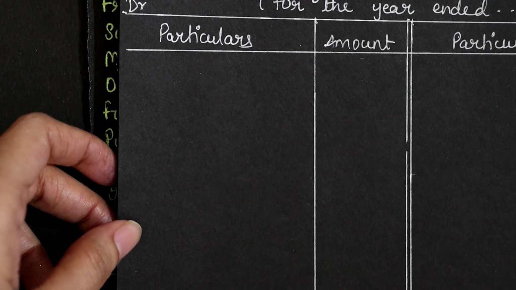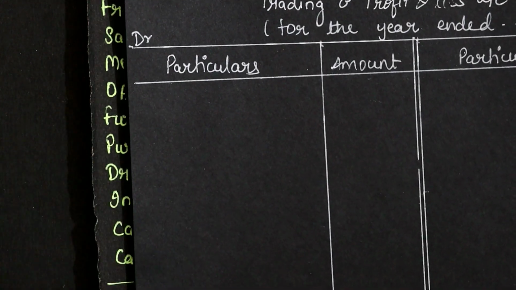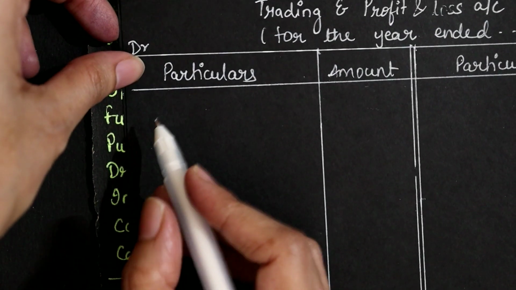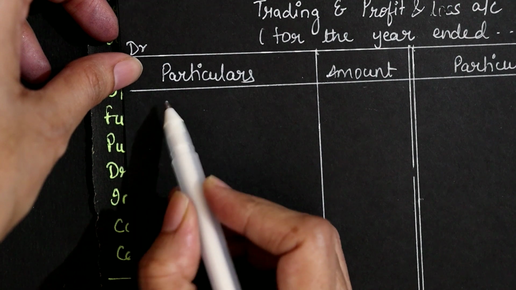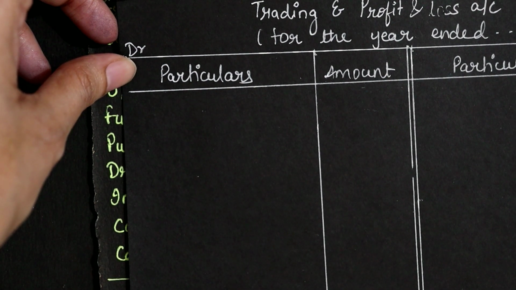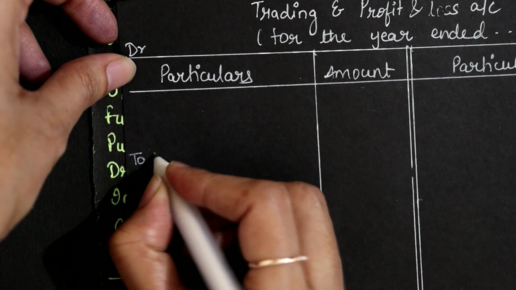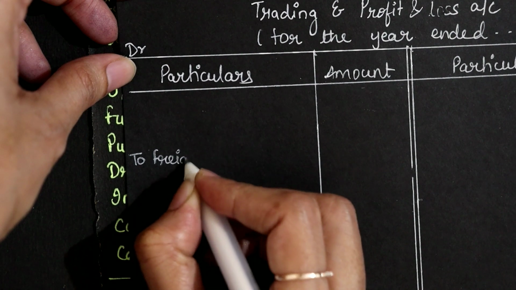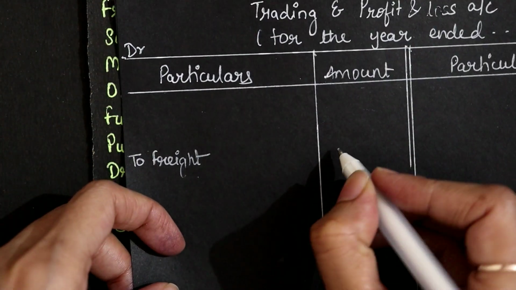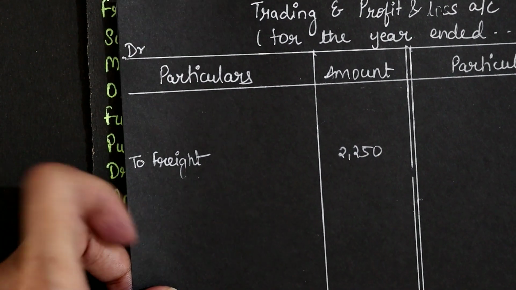No adjustment. Freight appears on the trading account, and in trading account we will leave some space from the top because the first two entries of trading account should be opening stock and purchases, less returns. So we will leave some space and then write freight. Freight is 2,250. There is no adjustment, so we will write the amount directly in the amount column.